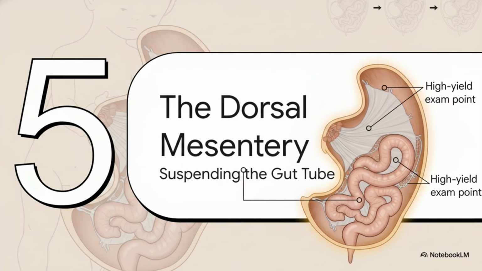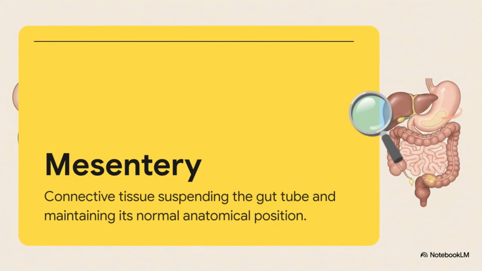Next up is Section 5, the dorsal mesentery, and how it suspends the gut tube. So let's look at how this complex, winding tubular structure actually stays anchored inside the massive abdominal cavity. Initially, the foregut, midgut, and hindgut are basically in broad contact with the mesenchyme of the posterior abdominal wall. But by the 5th week, this connecting tissue bridge narrows down significantly, and this narrowed connection becomes the mesentery.